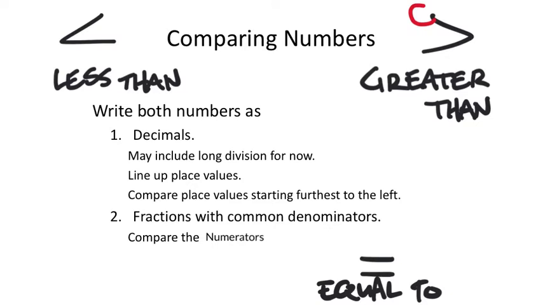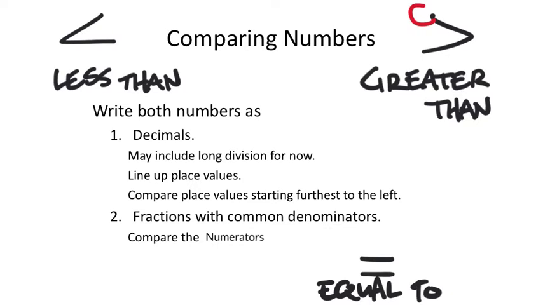So we're comparing the numbers, and what you'll want to do usually is to write both numbers either as decimals or fractions. Now, if you compare these as decimals, you're going to line up each number by its place value, as if you were going to add or subtract them. Then you start with the place value furthest to the left and move to the right, seeing where the numbers differ. If they're the same, you just keep moving to the right, okay?